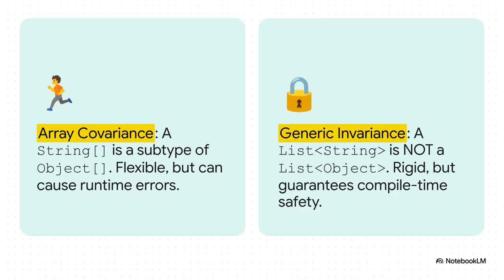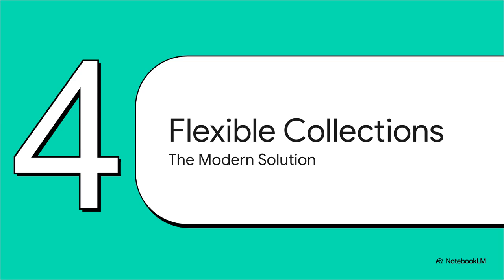Fast forward to modern Java and its collections, they use something called invariance. A list of strings is a list of strings, period. You can't pretend it's a list of objects. It feels more rigid, but it's so much safer because the compiler catches your mistake before you can even run the code. So, okay, if the old school, rigid, fixed-sized array is the problem, what's the solution?